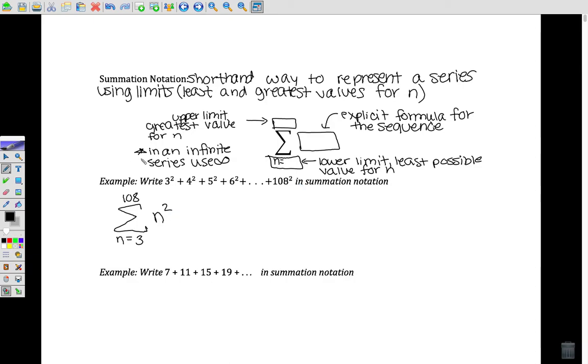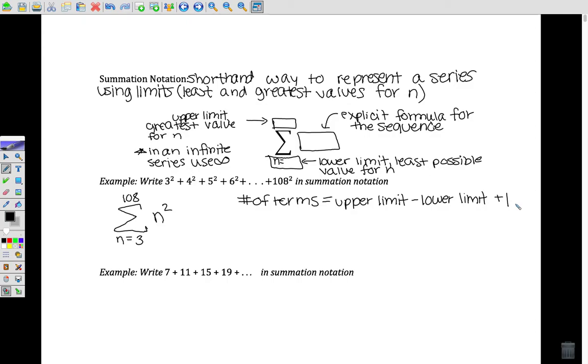So then if you were actually trying to evaluate this, you would need to know how many terms there are. So the number of terms is always the upper limit minus the lower limit plus 1.